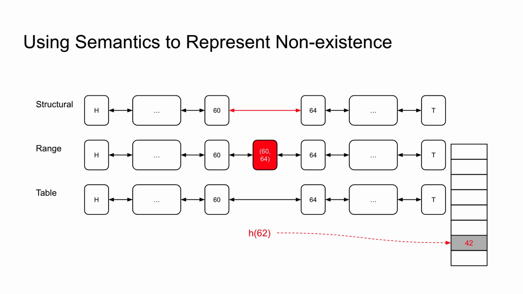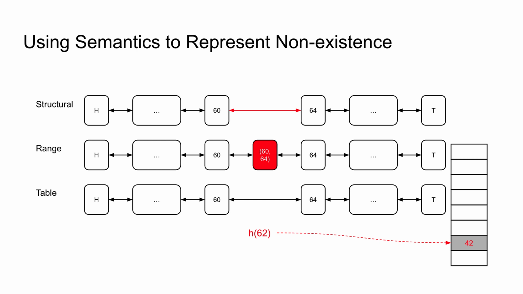In our work, we add two new ways to manage non-existence. First, we introduce range nodes. They can express that elements are not in the list. For example, in the second row, we have a node that indicates that the range from 60 to 64 exclusive is not present. The third row shows that we can use an out-of-band table to express non-existence.